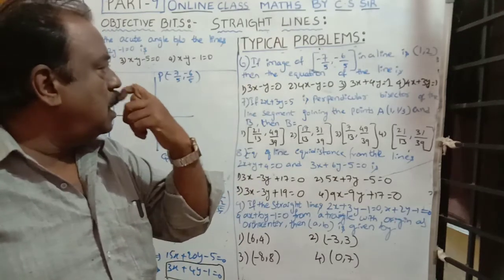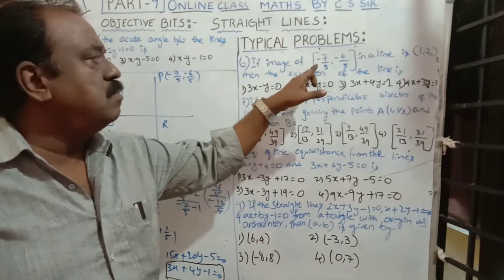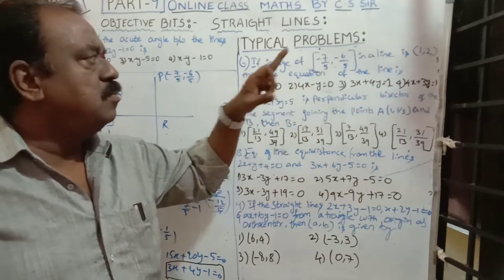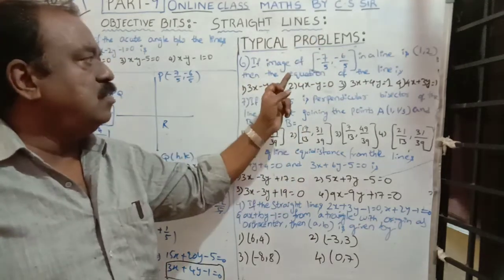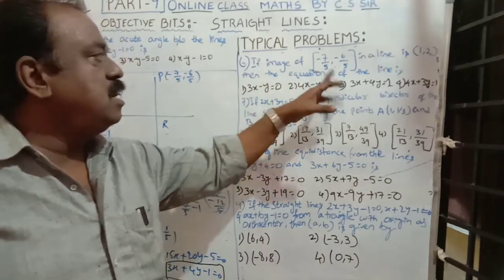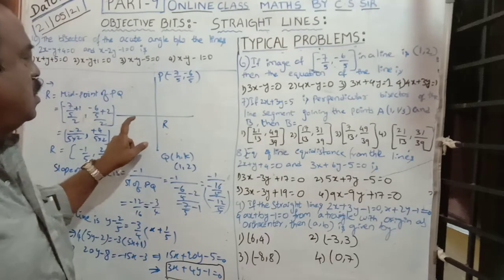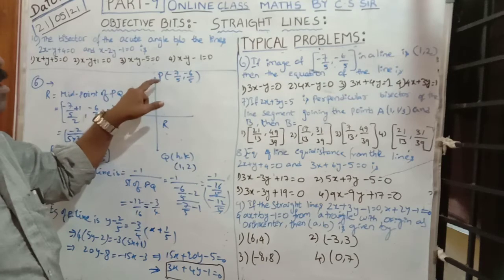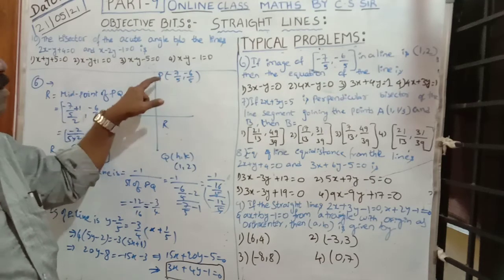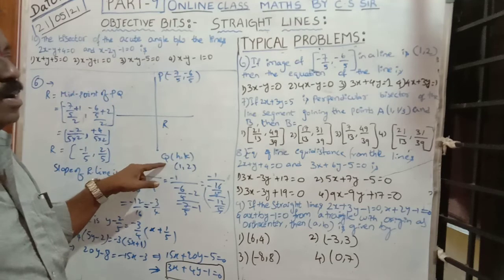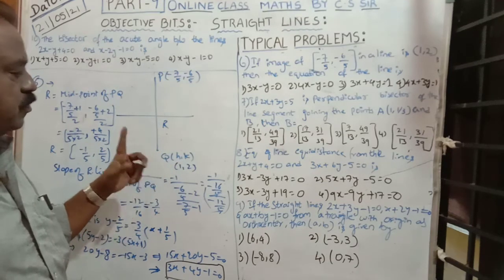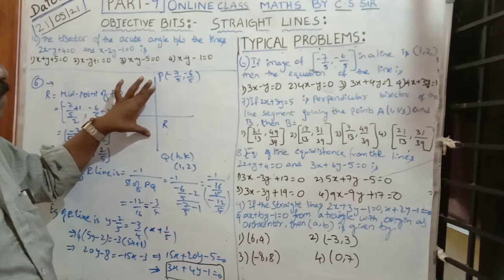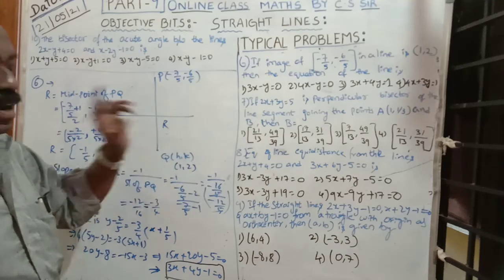If the image of the real point, minus 7 by 5, comma, minus 6 by 5, with respect to a given line, is 1, comma 2, then find the equation of the line. This is the required line. We have to find the equation of this line. The real point is P, minus 7 by 5, minus 6 by 5. And the image point is, actually the formula is H comma K, leave it out, that is Q, 1, comma 2. Okay, now? The midpoint of PQ, say R, is lying on the line.